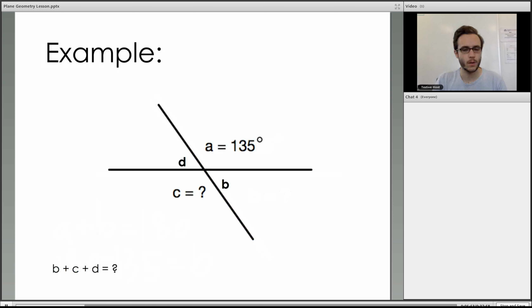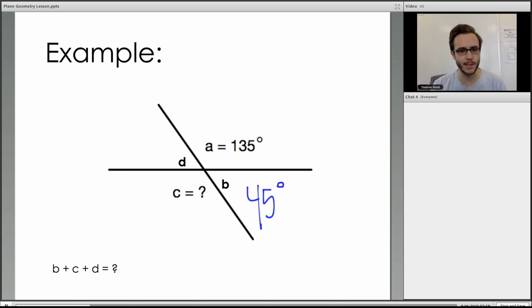Okay, so this is a little trickier, but it's the same thing. Like I said, that missing puzzle piece. We actually know one of these pieces, so we can find the next one. So we can see that A and C are vertical angles. So we know that A and C are both 135 degrees. And we know that B, well, we already figured that out. We know that B is 45 degrees.